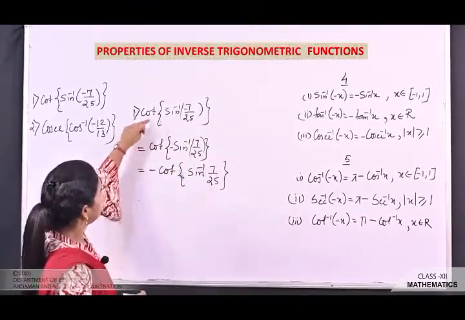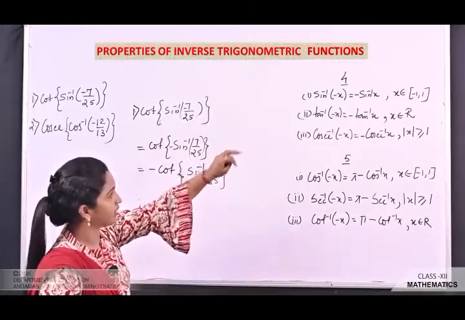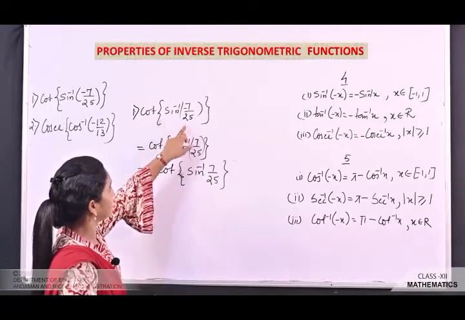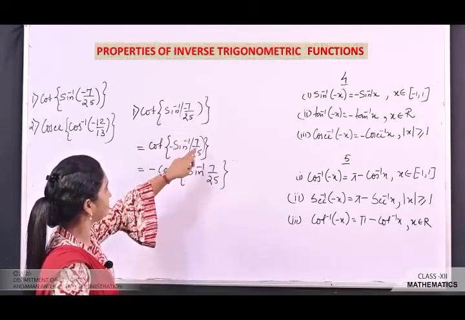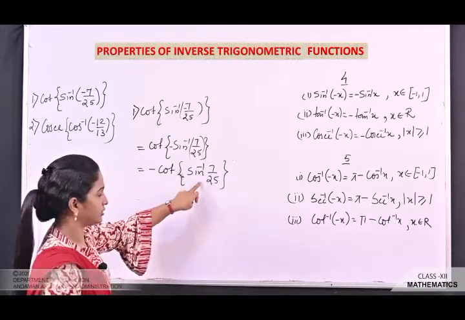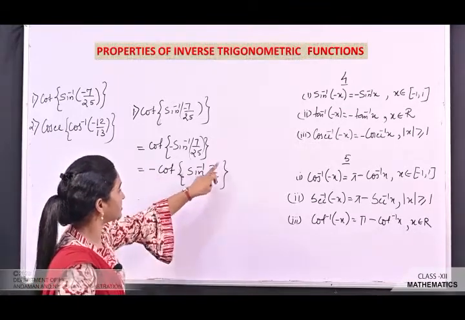Okay, so the sine inverse of minus theta is what? Sine inverse of minus x is minus sine inverse x. So you can write down sine inverse of minus 7 by 25 as minus sine inverse 7 by 25. Now cot of minus theta is minus cot theta. So minus will come outside. You can write down minus cot sine inverse 7 by 25.